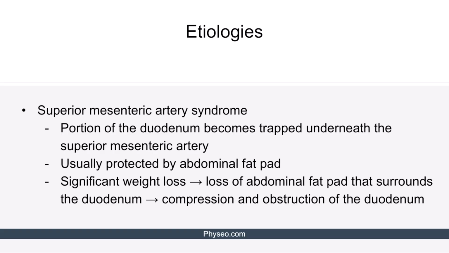Another potential cause of extraluminal obstruction is superior mesenteric artery syndrome. This occurs when a portion of the duodenum becomes trapped between the superior mesenteric artery and the aorta. Typically, this area of the duodenum is protected by an abdominal fat pad to prevent compression. However, if a patient experiences significant weight loss, they can lose the abdominal fat pad that surrounds the duodenum, allowing the duodenum to be compressed between the superior mesenteric artery and the aorta, resulting in obstruction.